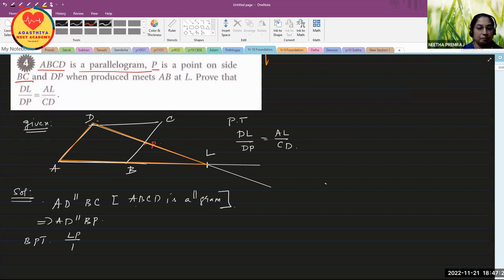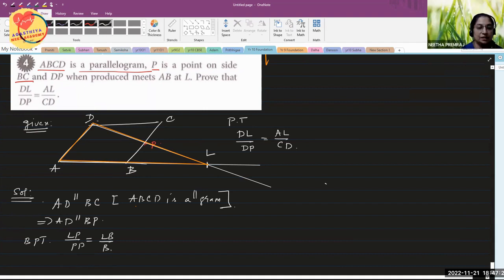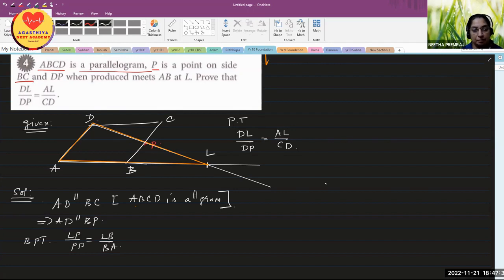LP by PD is equal to LB by BA, isn't it? But what do you want to prove? DL by DP, and that is equal to AL by CD. Okay, I understand. AL by CD, that's fine. No issues. DL by DP.